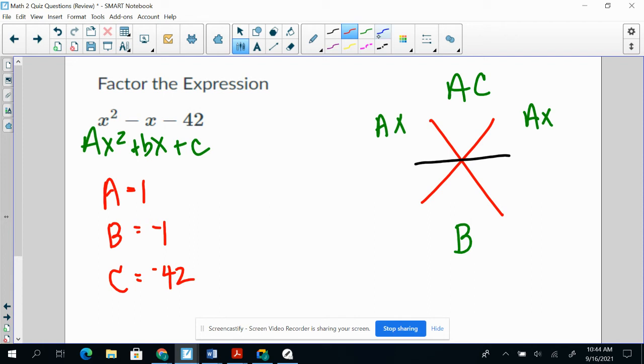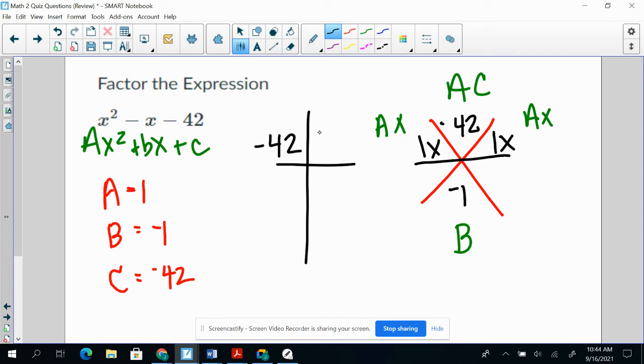So a times c is going to be that -42. So that's going to go on the top. And then our b value is a -1. A times x would be 1 times x, 1 times x. And then ACB chart, so the factors of -42, that will add or subtract to give you 1. So we have 1 and 42. 2 times 21. 3 times 14. And 6 times 7. And then the next number will be 7, which is already here.